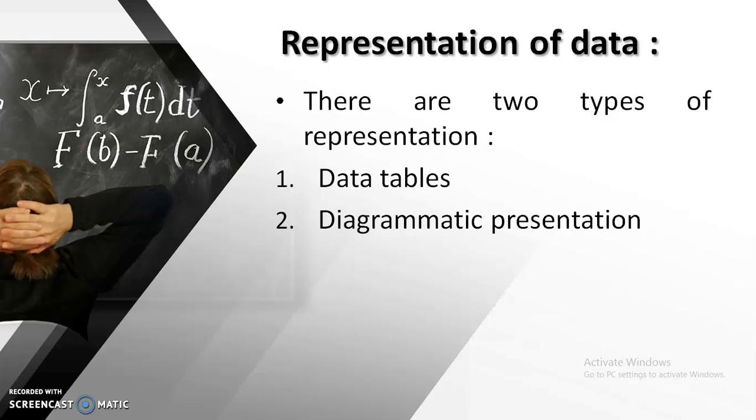But first of all, what is data? Data is anything like names, surnames, any numbers like that. Those are called data. Any temperature you can say. So how can we represent this data? We have two types of representation. First is data tables and second is diagrammatic presentation. So starting with the first, data tables.